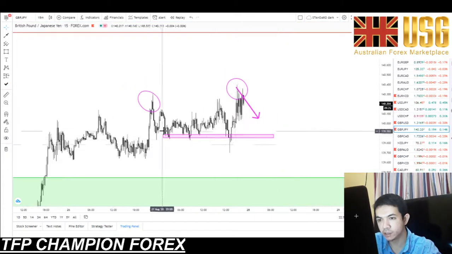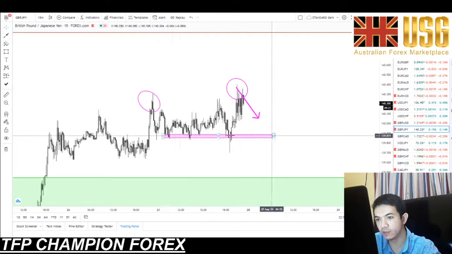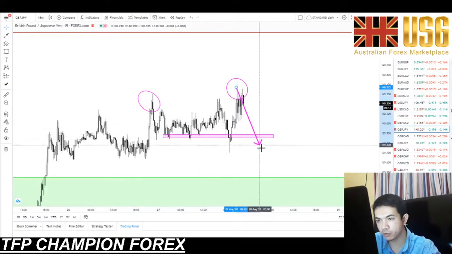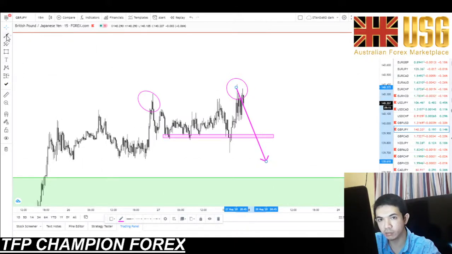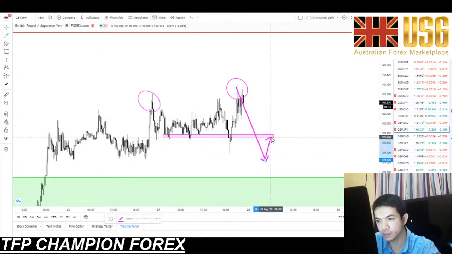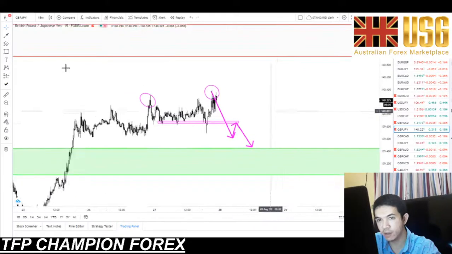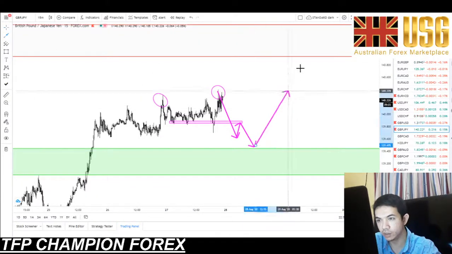Again, multiple touches. That's why I know this is a key significant level of support currently. So if this support is broken, this will become your new resistance for a sell opportunity, going where? Going here to your daily support level prior to going up.